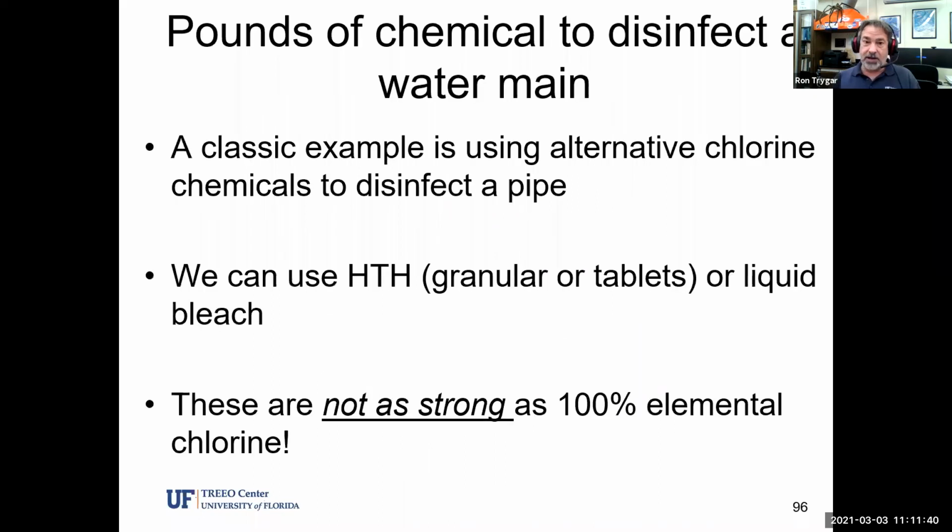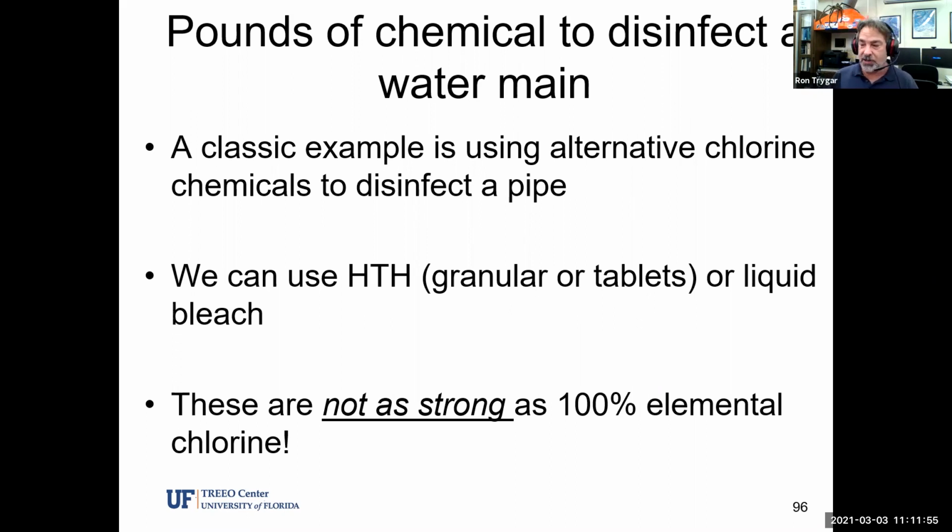Now, because we're not dealing with gaseous chlorine and we're trying to get away from carrying large amounts of a hazardous chemical, we're using chemicals that are a little bit safer to handle and a little bit easier to apply.